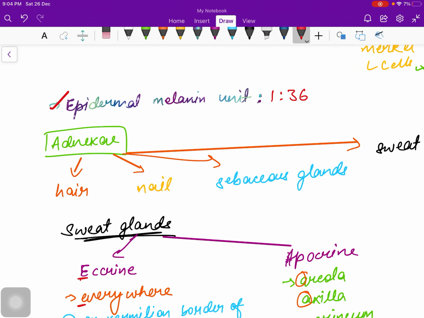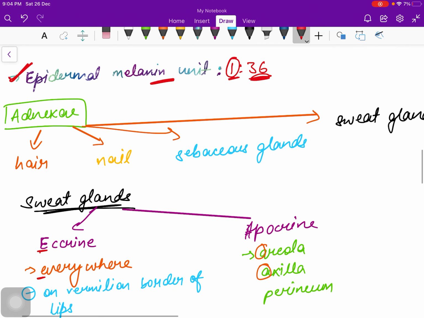Then you have to remember the epidermal melanin unit. I'll tell you, epidermal melanin unit 1:36. It means that one melanocyte provides melanosomes, or gives it, to 36 keratinocytes. This is the epidermal melanin unit.